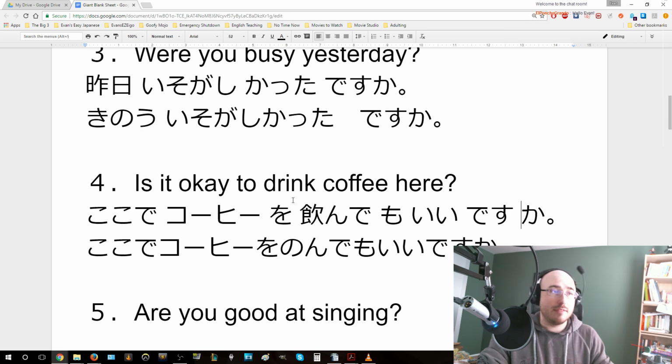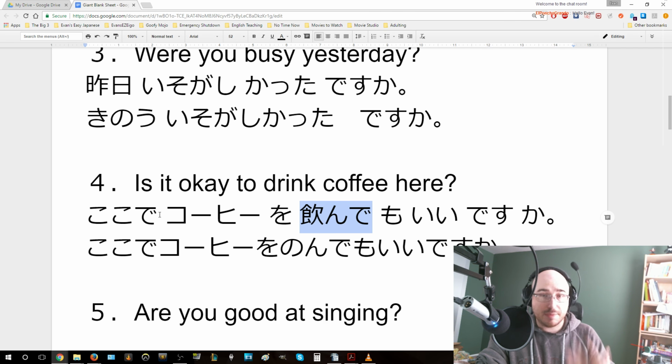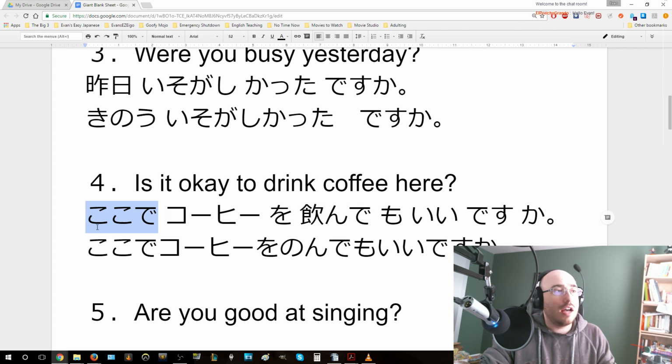But let's explain it. Drinking. Drink, right? That's an action. You have to pick up the cup and throw it in your mouth. That's how you drink coffee, right? So it's an action. It gets the de particle. De particle is accurate. Because it's an action.